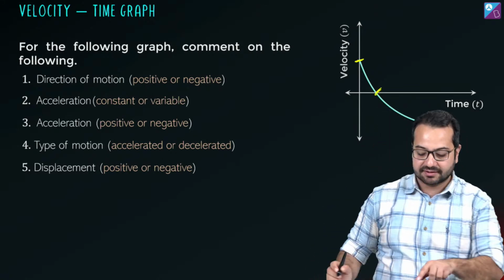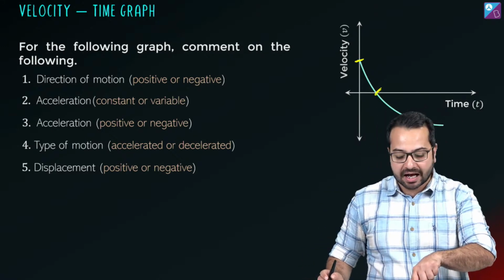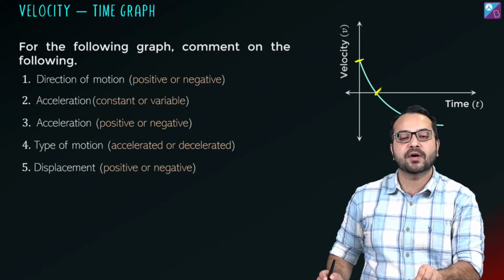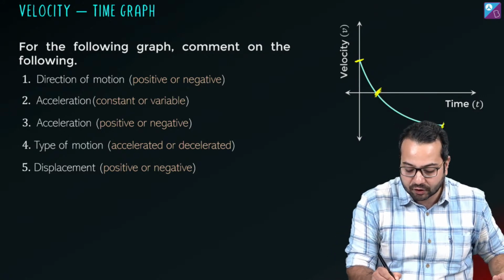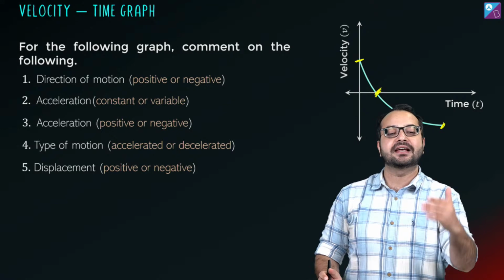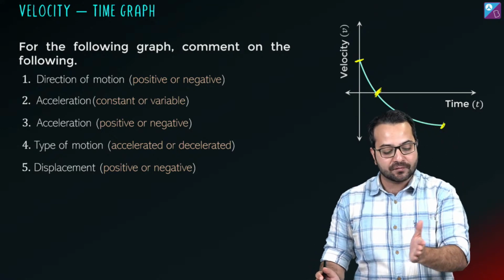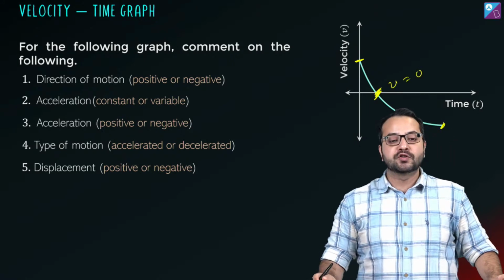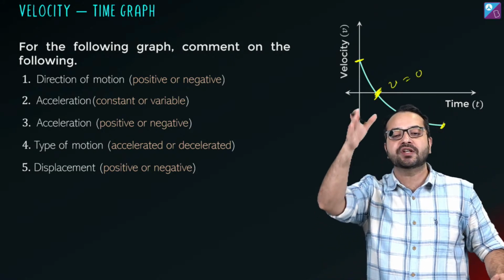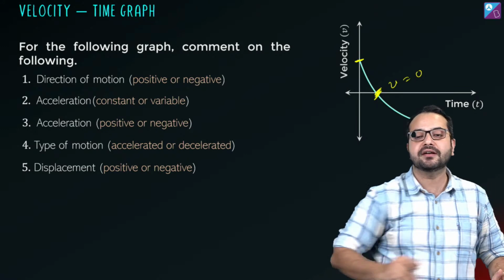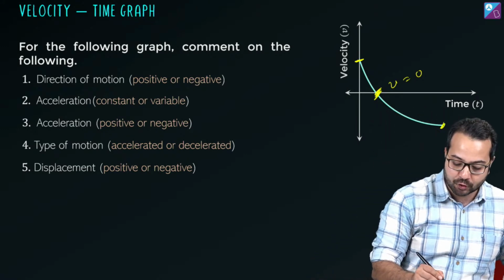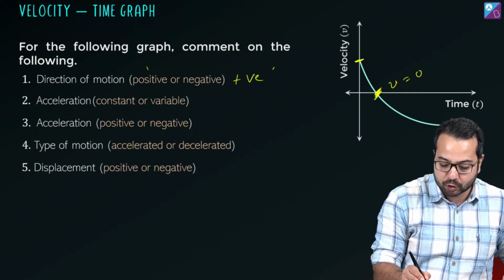यहां से यहां तक the velocity is above the t-axis, which means the velocity was positive. After this, the velocity is below the t-axis, then it is negative. So the direction of motion is positive to negative. यहाँ पे velocity 0 हुई. So first it was moving in the positive direction, it stopped and started moving in the negative direction. Correct? Okay. So the direction of motion is going to be positive to negative.